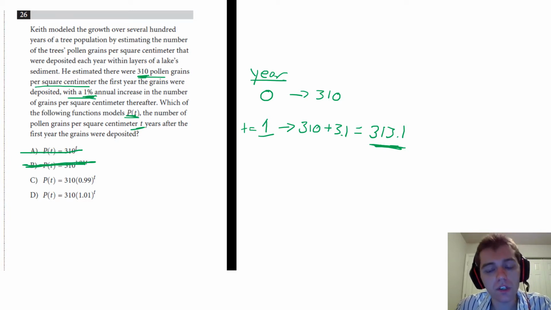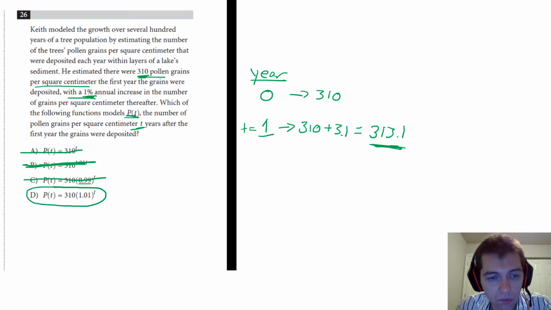C is probably the most obviously incorrect, because it has this 0.99 here, and when you take that to an exponent, it will actually be decreasing. So this would be the number of seeds per year decreasing, not increasing. You can plug it in anyhow and find that you'll get a number less than 310, which is incorrect. We're looking for 313. That only leaves D, where you have 310 times 1.01 to the power of t. All that to the power of t just makes it 310 times 1.01 for the first year, which does get you that 313.1. D is the correct answer.